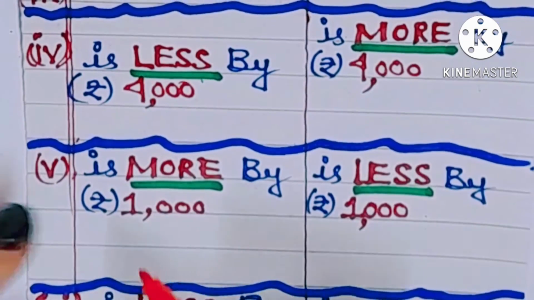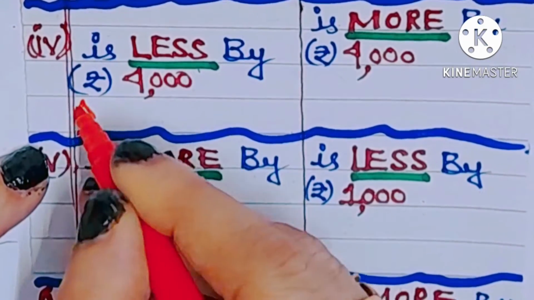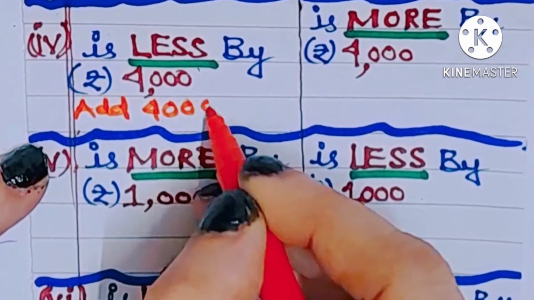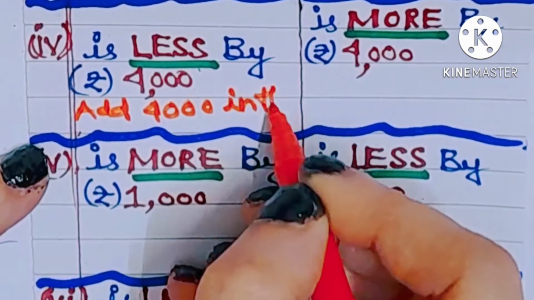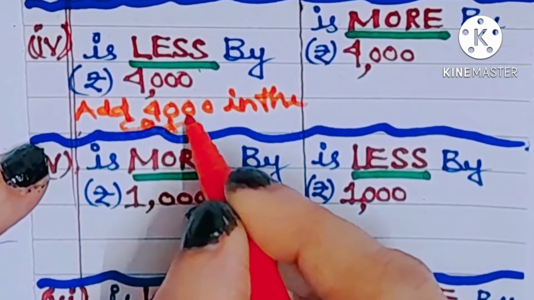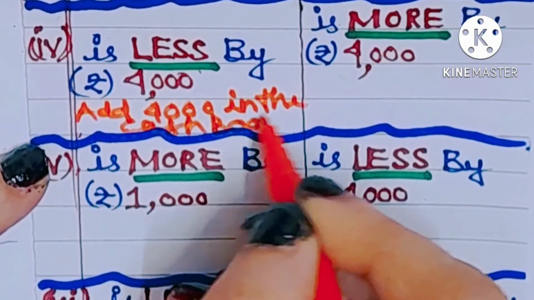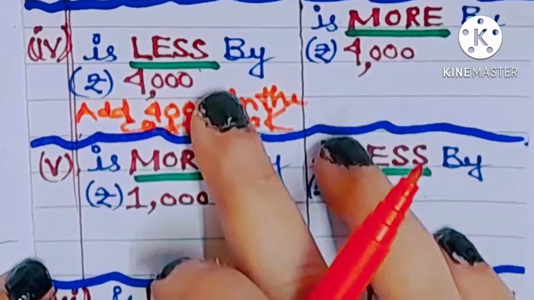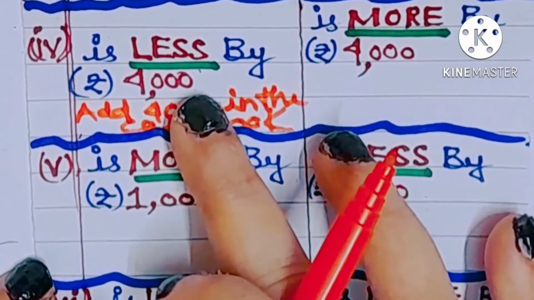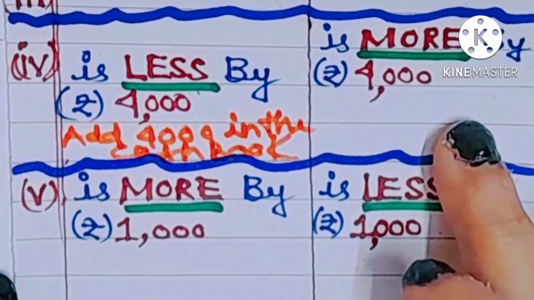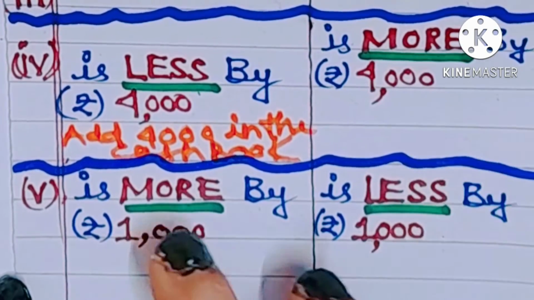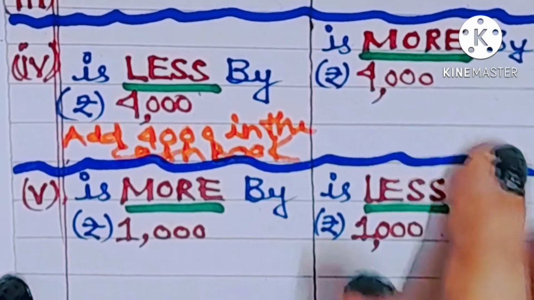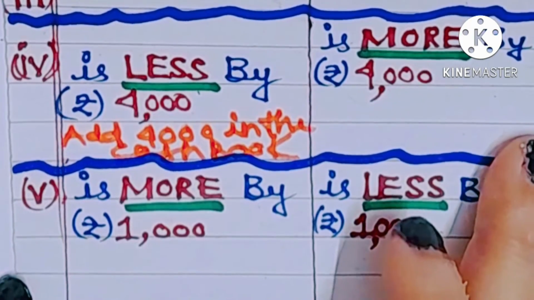So add rupees 4,000 in the cash book. Then cash book balance will be equal to passbook balance, because cash book balance was less by rupees 4,000 and passbook balance was more by rupees 4,000. But if we add 4,000, cash book balance will be equal to passbook balance. Okay. Now let me explain it in Bengali also.